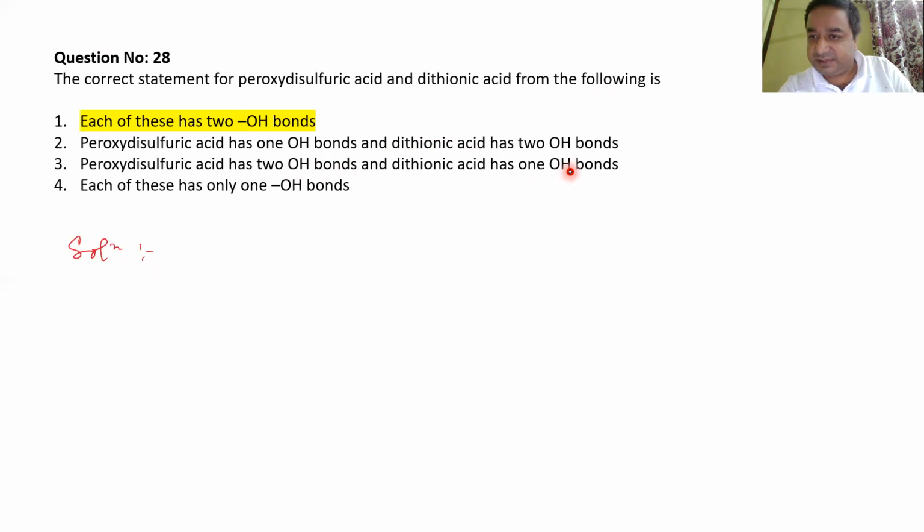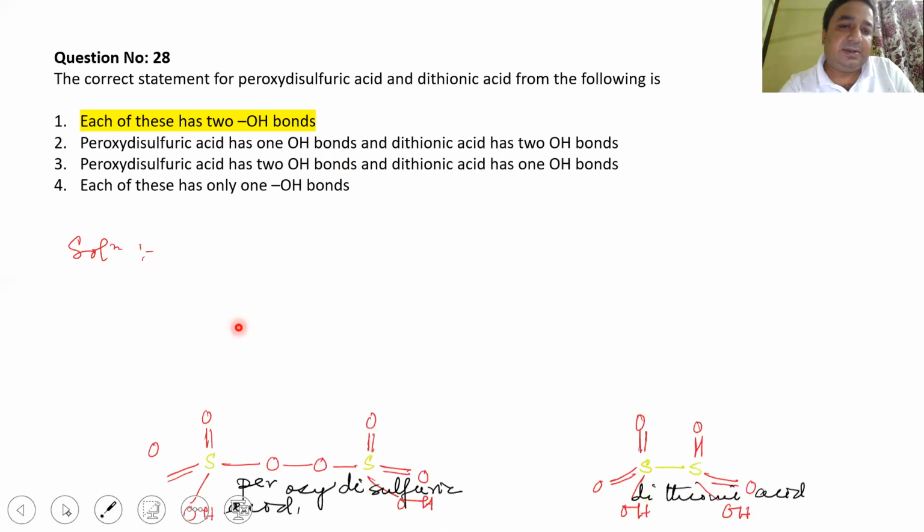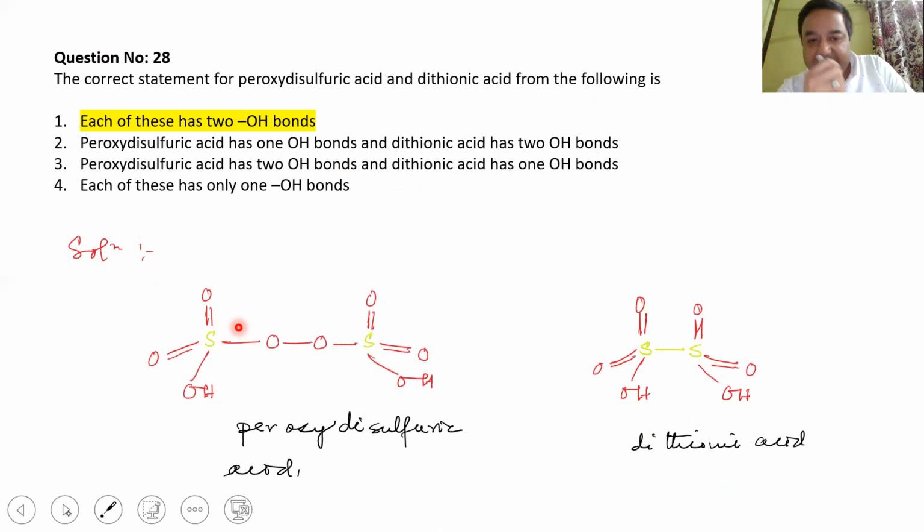A simple way to solve this is to draw the structure. And that is the structure. This is your peroxy bond. Also, this acid is known as Marshall's acid. So it is basically H2S2O8, an oxidizing agent. And as you can see, this has 2 OH bonds.